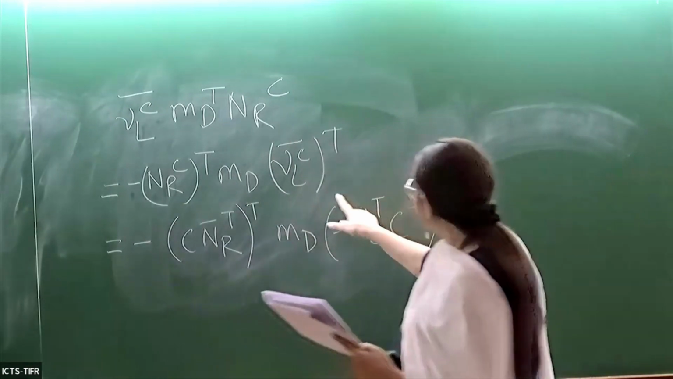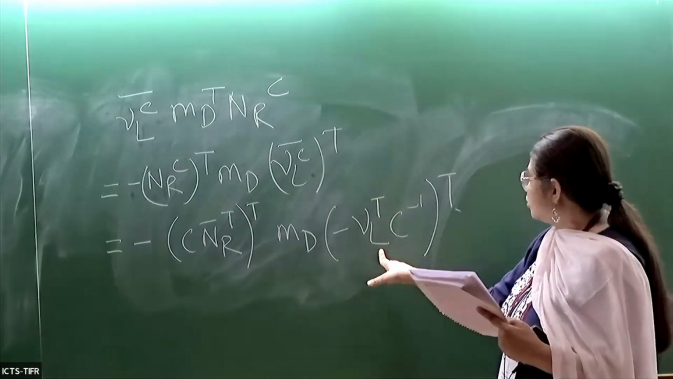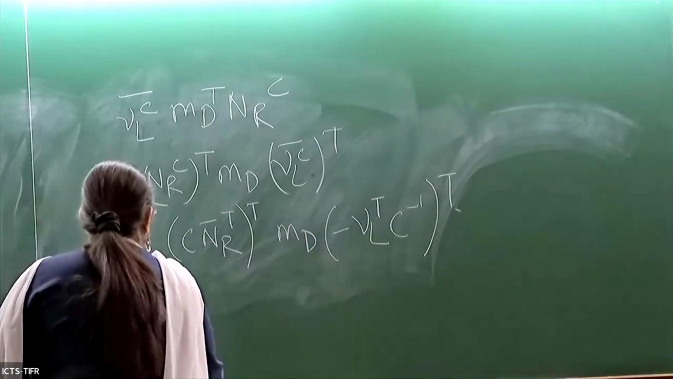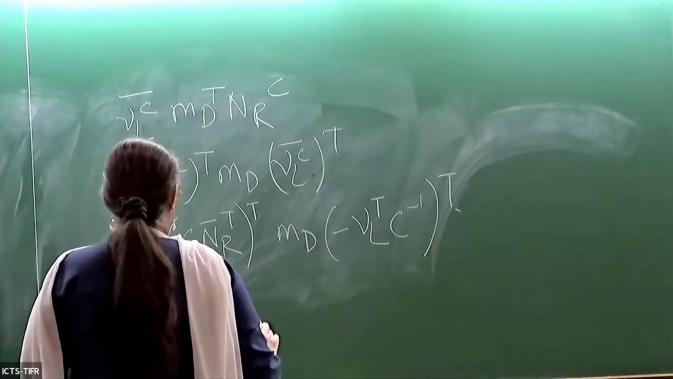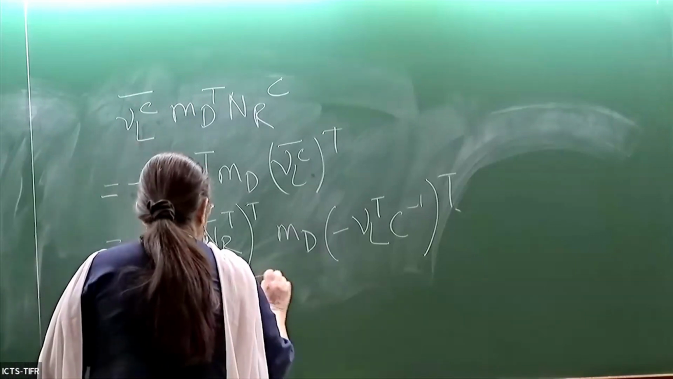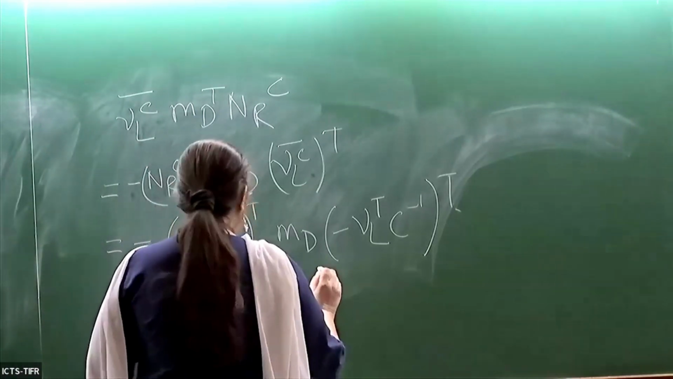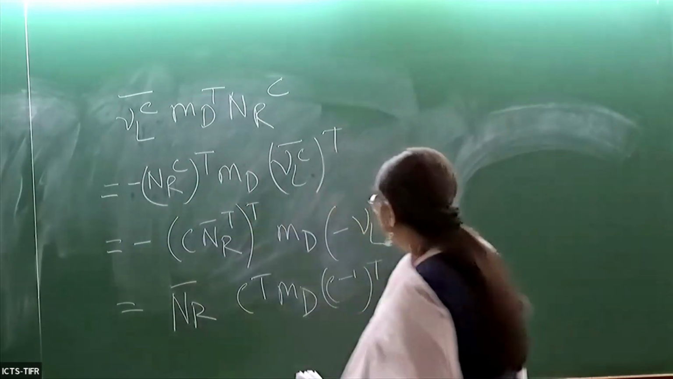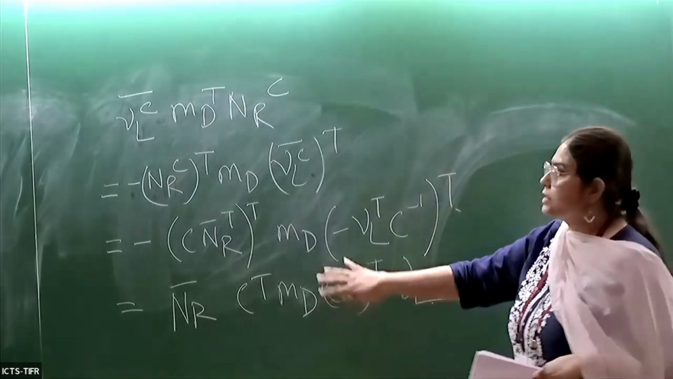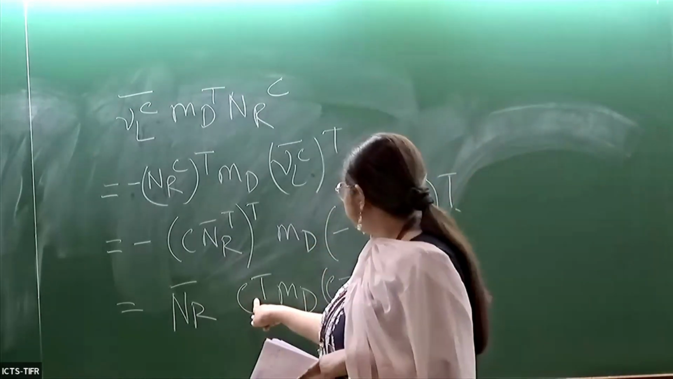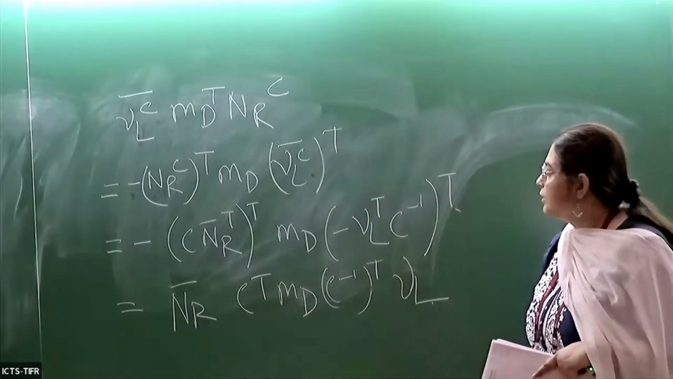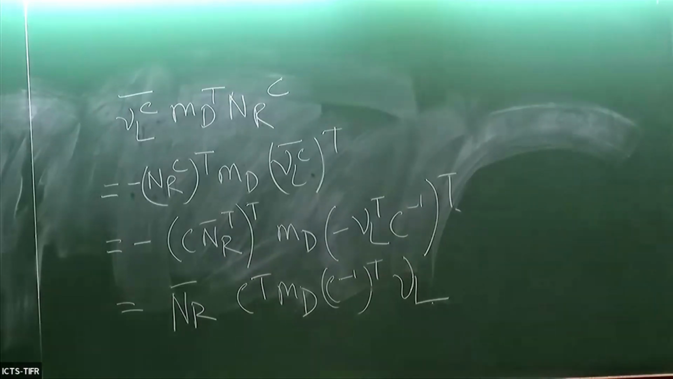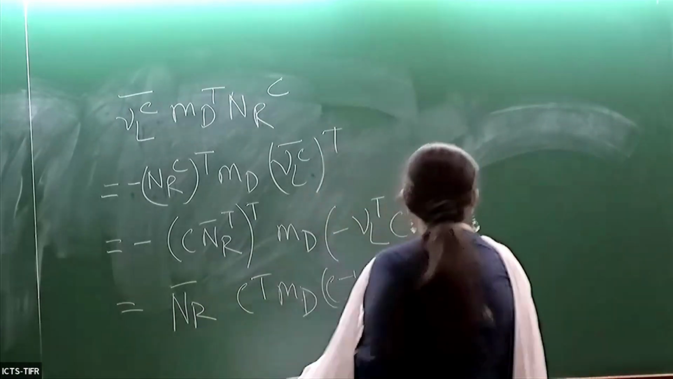So I have shown earlier that nu L C bar can also be written as nu L transpose C inverse. So then I am getting NR bar C transpose MD C inverse transpose nu L. Now C and MD are in different space. Anyway, here my MD is number. So this C transpose C inverse transpose is 1. So you get NR bar MD nu L, right?